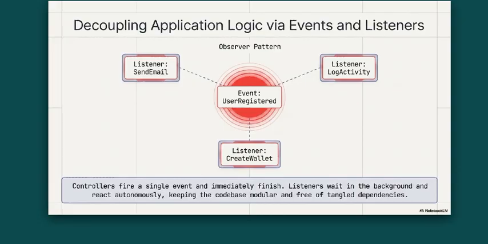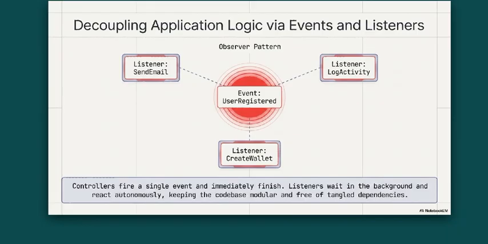It replaces direct commands with broad announcements. Instead of the controller dictating specific actions, it simply announces a fact to the entire framework. It fires an event. Okay, the blueprint shows a central red circle labeled event, user registered. Right, so the controller saves the data to the database, shouts, "A user just registered," into the application ether, and immediately finishes its cycle.